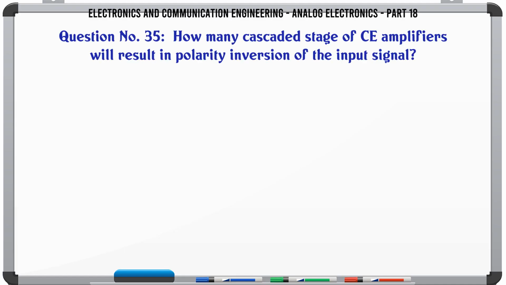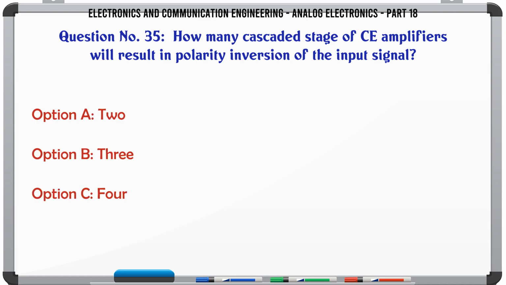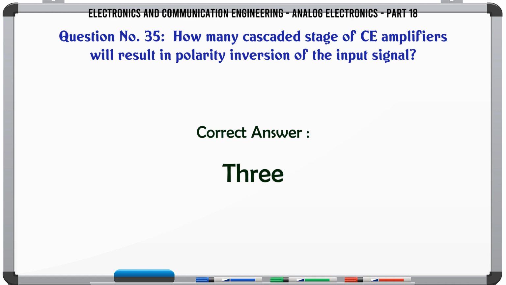How many cascaded stages of CE amplifiers will result in polarity inversion of the input signal? A. 2. B. 3. C. 4. D. None. The correct answer is 3.